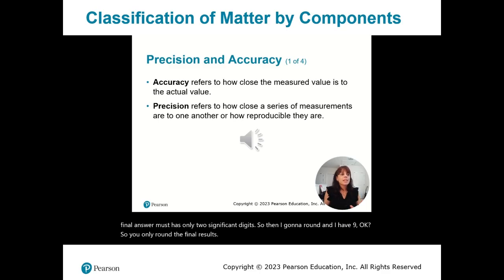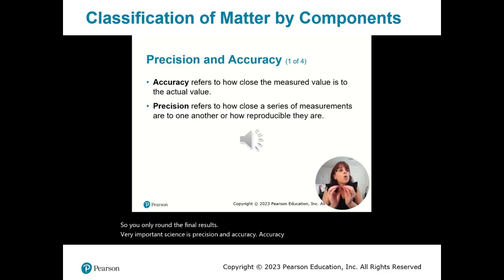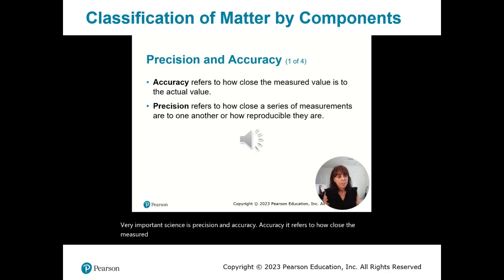Very important in science are precision and accuracy. Accuracy refers to how close the measured value is to the actual value. And precision refers to how close a series of measurements are to one another, or how reproducible they are.